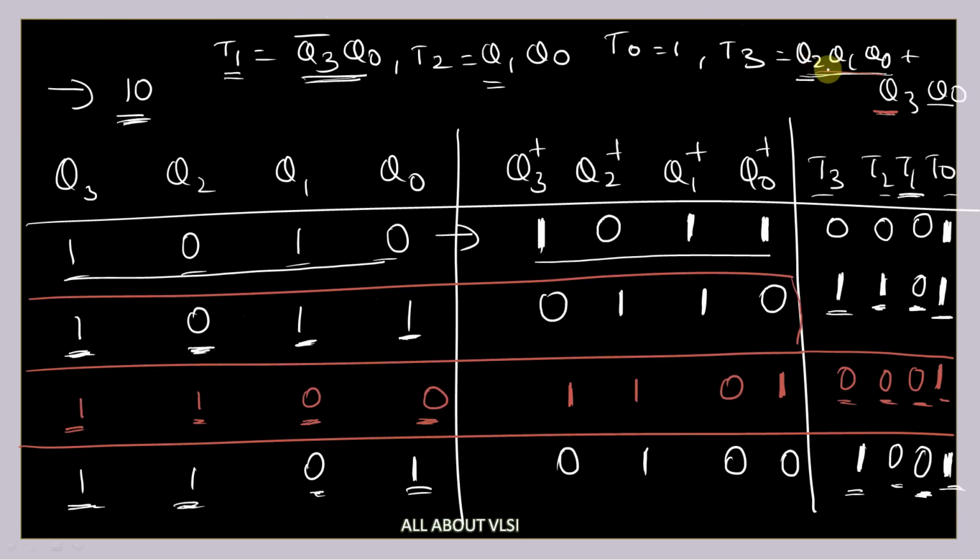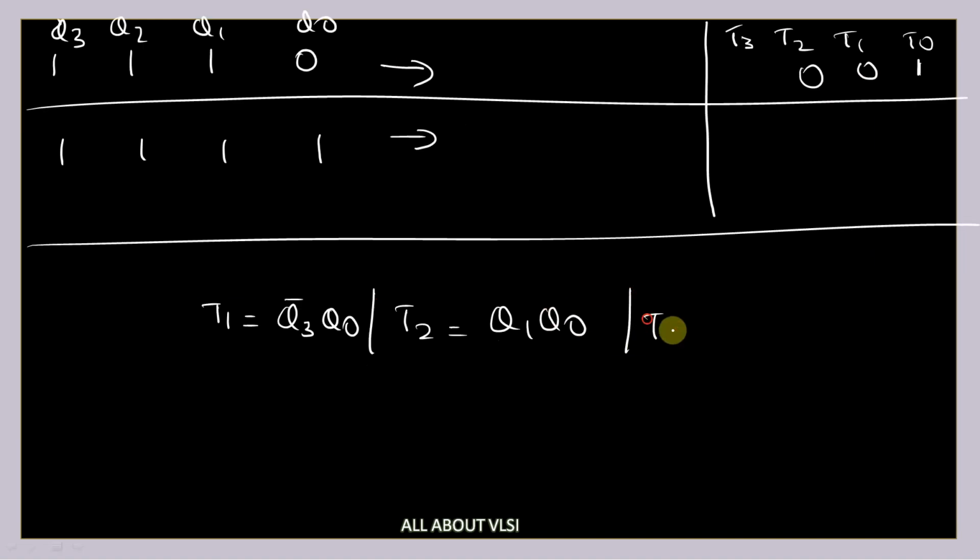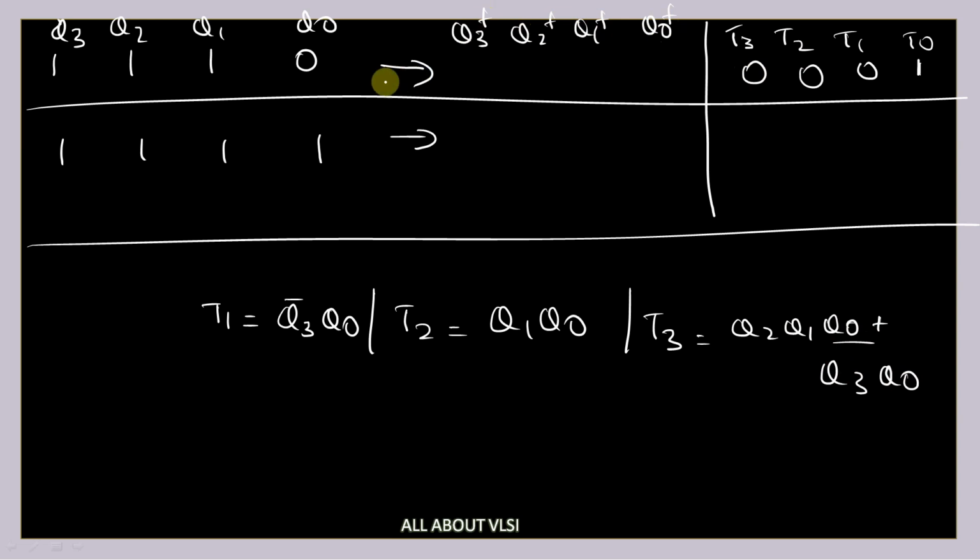And what is your T3? I will write down here. T3 is equal to Q2 Q1 Q0 plus Q3 Q0 plus Q3 Q0. Here Q0 is equal to 0, so this whole term will become 0. That means I need to find out Q3 plus, Q2 plus, Q1 plus and Q0 plus. Q0 is equal to 1 and Q1 is equal to 1 itself because your input is equal to 0, and Q2 is equal to 1 itself and Q3 is equal to 1 itself. So if my present state is equal to 14, then my next state is equal to 15.